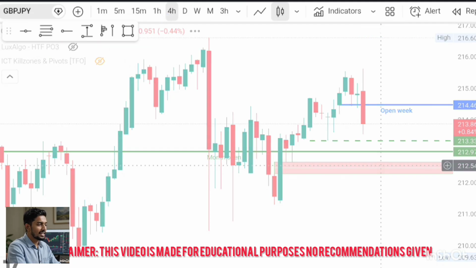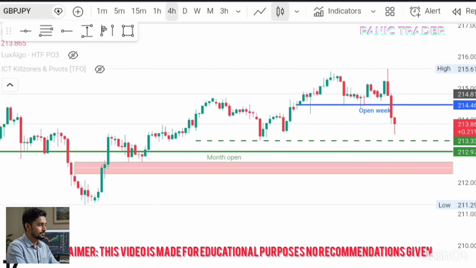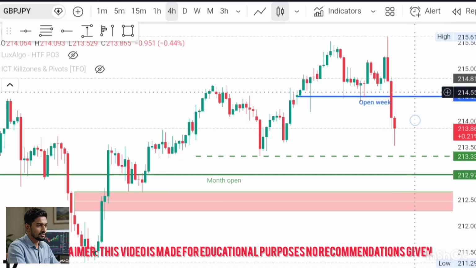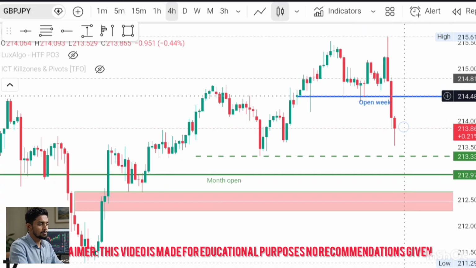Until then we will try to sell, as long as we see a 4-hour structure. In EURJPY the week's open was very high, but in GBPJPY the previous week's open is very near, so we can see good levels in GBPJPY rather than EURJPY.